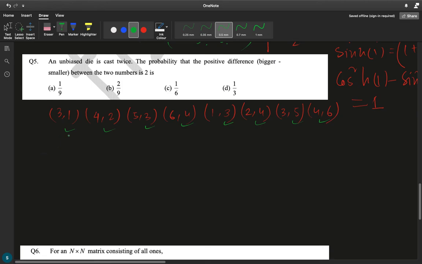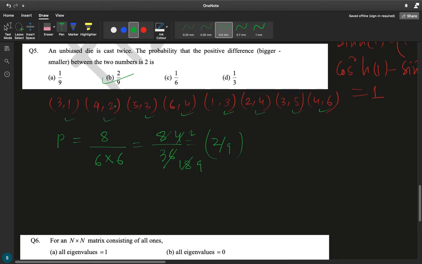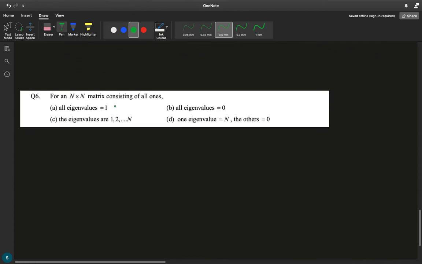All right, so now we want to find the probability. So the probability would be 8 by 6 into 6, because we are throwing two dice. So that would be 8 by 36, and this will be 4 by 18, or 2 by 9. Okay, so this will be 2 by 9. That is the answer. Okay, so in this case, this is the answer. All right, so you are getting my point. All right, so now moving on to the next one.